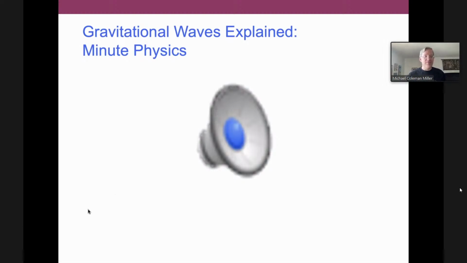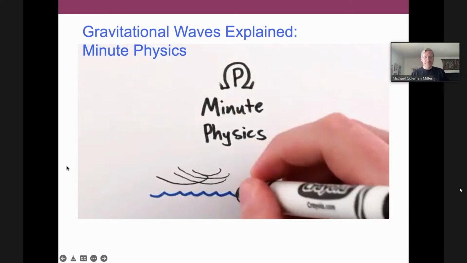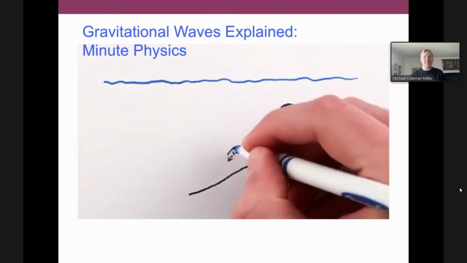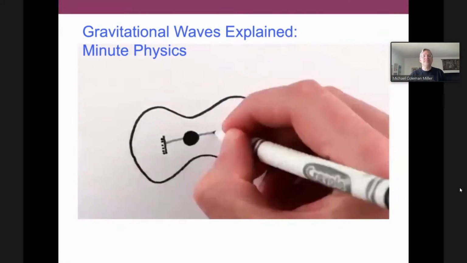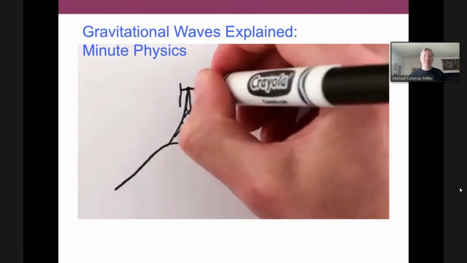When things move, they create waves. For example, if you shake a stick back and forth in water, you get water waves. Vibrate a piece of metal back and forth really fast, and you get air pressure waves. Shake some electrons back and forth really fast, and you get radio waves.